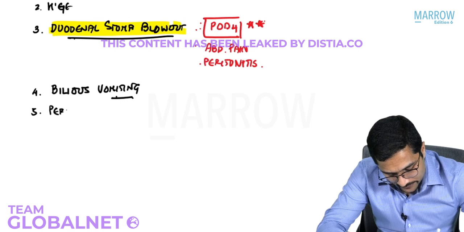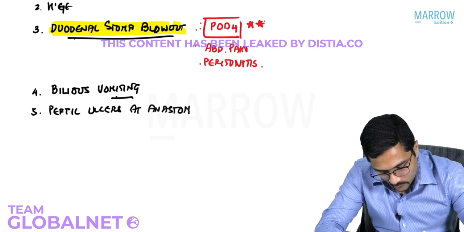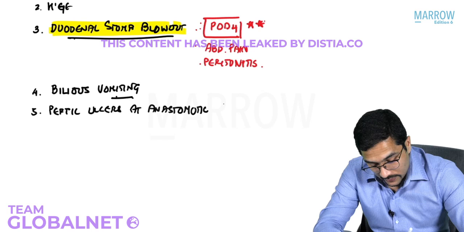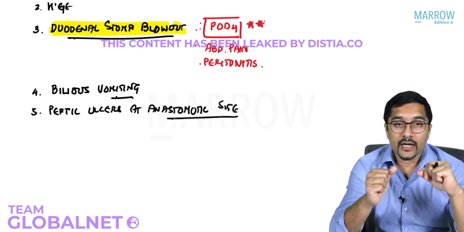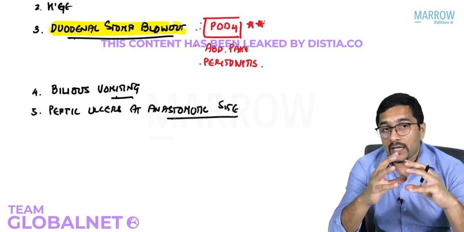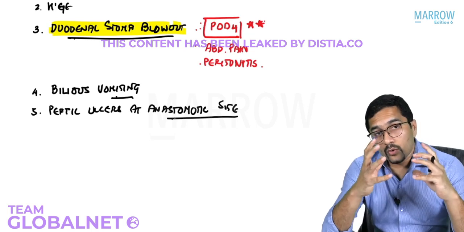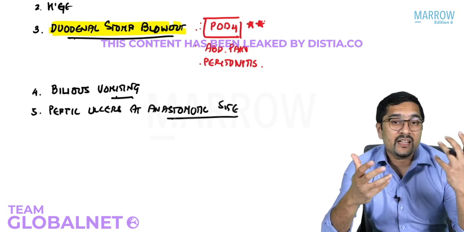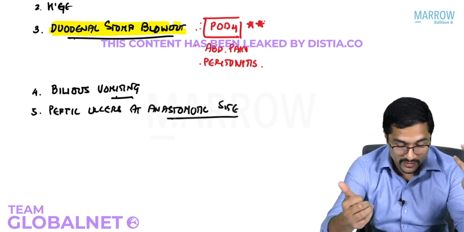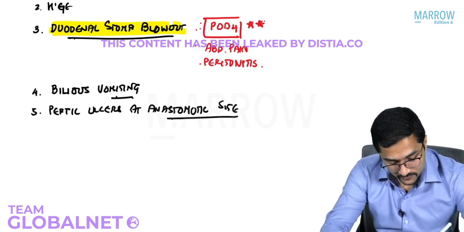There can be peptic ulcers at the anastomotic site. Why? Because now all the acid from the stomach is directly coming into the jejunum. There is no pylorus, so the entire acid load is coming into the duodenum, and it is not getting neutralized. So these are conditions where ulcers can develop at the anastomotic site as well.